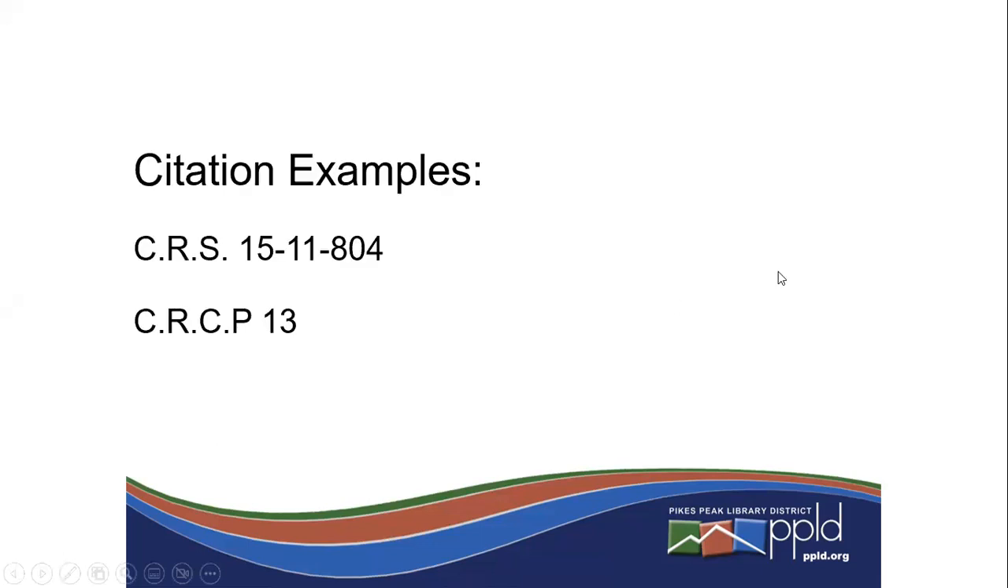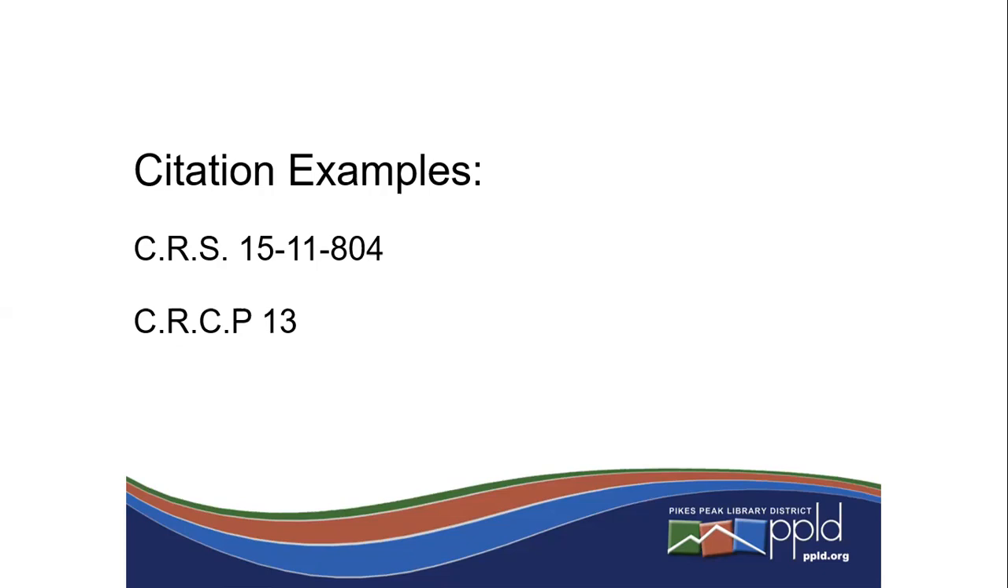Let's take a look, though, at a couple citation examples so you know if you have a citation for a law, what it's pointing you to. So the first one listed there is CRS 15-11-804. To break this down, CRS stands for Colorado Revised Statutes. The 15 is that it's in Title 15. Then you have it in Article 11 and Part 804. So that number will lead you to a specific law.